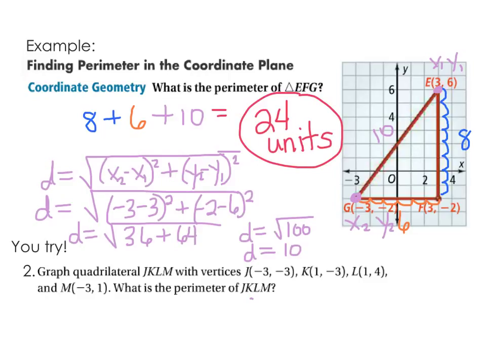Alright, so go ahead and try the U-Try problem below, pause the video, and then continue on to the next slide.